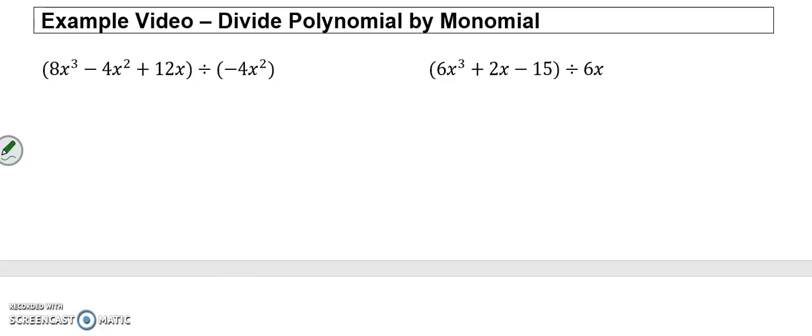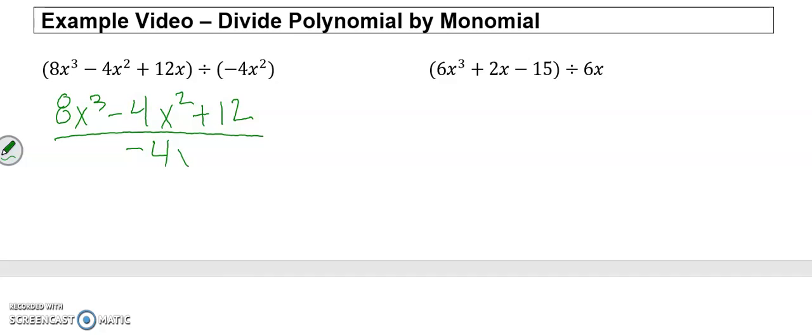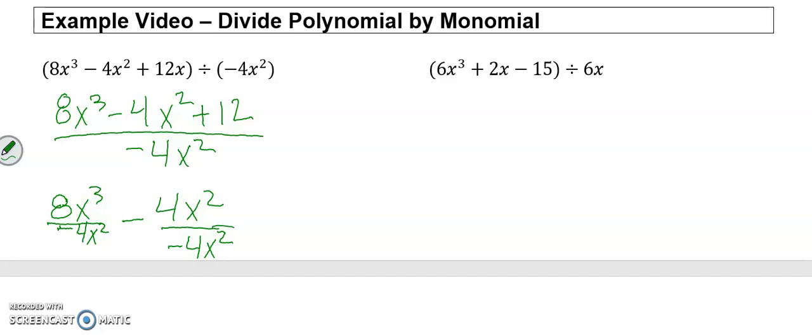Alright, so we're going to practice dividing polynomials by monomials. So I have my 8x cubed minus 4x squared plus 12x. And I'm going to rewrite that as a fraction, so divided by negative 4x squared. So I'm going to rewrite that again as 8x cubed divided by negative 4x squared, minus 4x squared divided by a negative 4x squared, and plus 12 divided by a negative 4x squared.